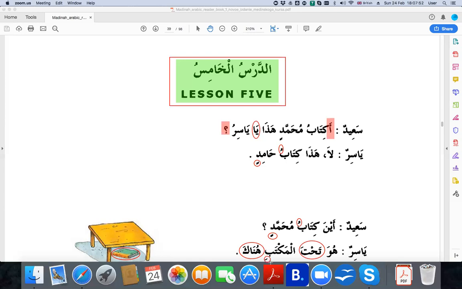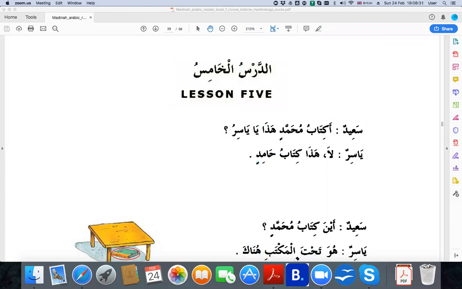Al-maktab, we have this, majrur. Tahta is called dharf makan. It will play the role as well after mudaf, okay? Dharf makan is called as well mudaf. Tahta al-maktabi. It makes the word coming after it mudaf ilayh. Tahta al-maktabi, majrur. Okay? So far, I think it's clear.